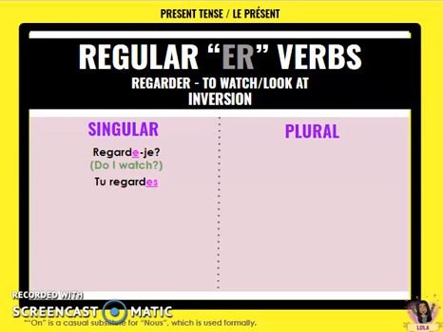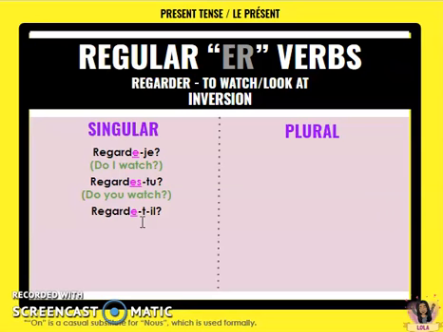Tu regardes, which is in its normal positive form. We flip it and it becomes regardes-tu. Do you watch? Il regarde in its normal form becomes regarde-t-il. You'll notice here that there's a T in between regarde and il. And the reason for that is because regarde ends with a vowel, the letter E, and il starts with a vowel, the letter I, so you must put a T in between. So it becomes, again, regarde-t-il.